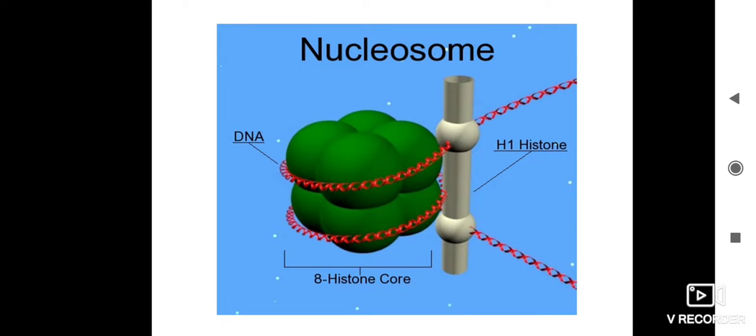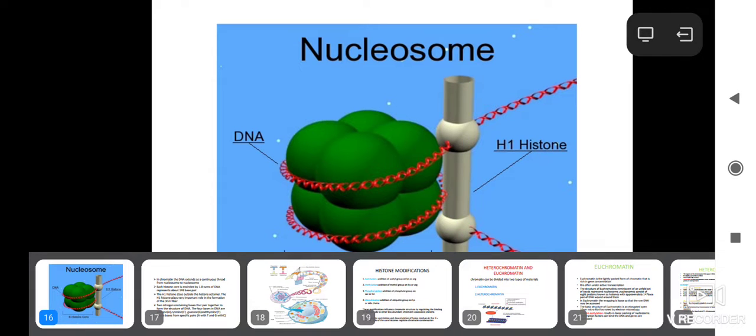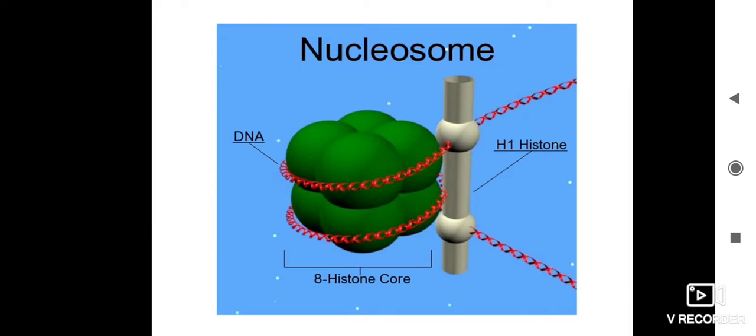It is the nucleosome. This green part is the histone octamer. This is histone H1. It is wrapped. The red portion is DNA. It is the structure of the nucleosome. Chromatin is made up of nucleosomes.